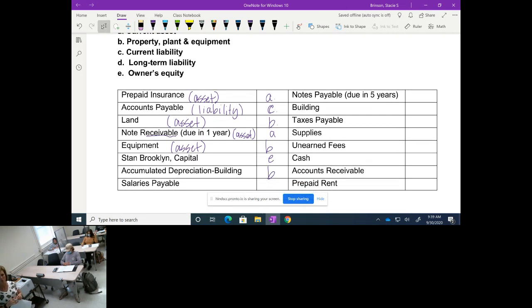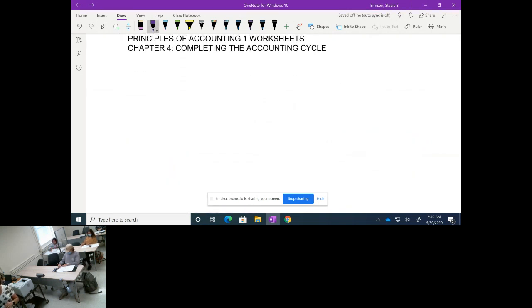All right, what about salaries payable? It's a current liability. What about a note payable due in 5 years? That's long term. What about a building? Property, plant, and equipment. Taxes payable? Current liability. That's gonna be current. They're generally gonna be due in a year or less. What about supplies? Current asset. What about unearned fees? Current liability. Cash, current asset. Accounts receivable, prepaid rent, current asset. Okay. So now you're kind of familiar with those.